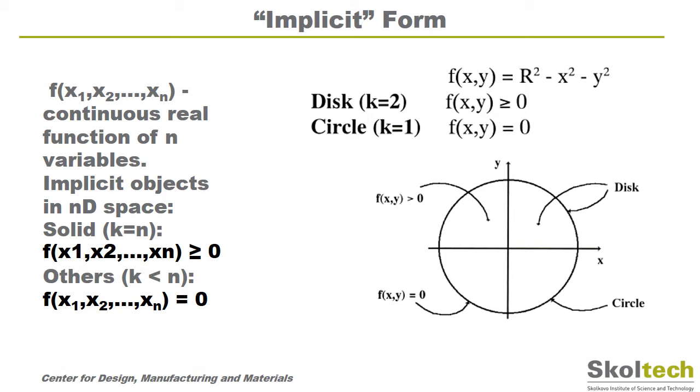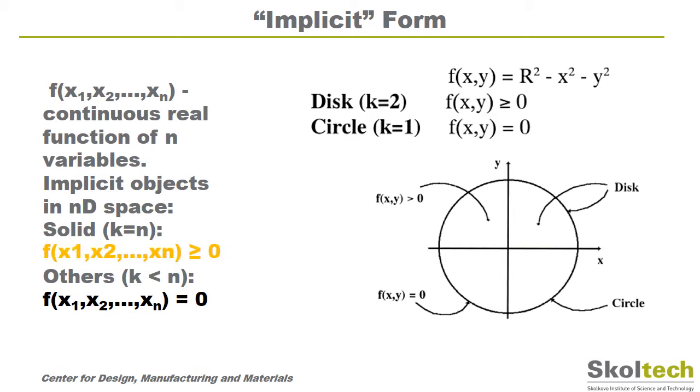For example, a set of points with function f of two variables x and y is equal to 0 defines an implicit curve, which is a boundary between two other sets of points on a plane. Inside points with positive function values and outside points with negative function values, as you can see in the circle in figure. Solids are defined with the inequality.